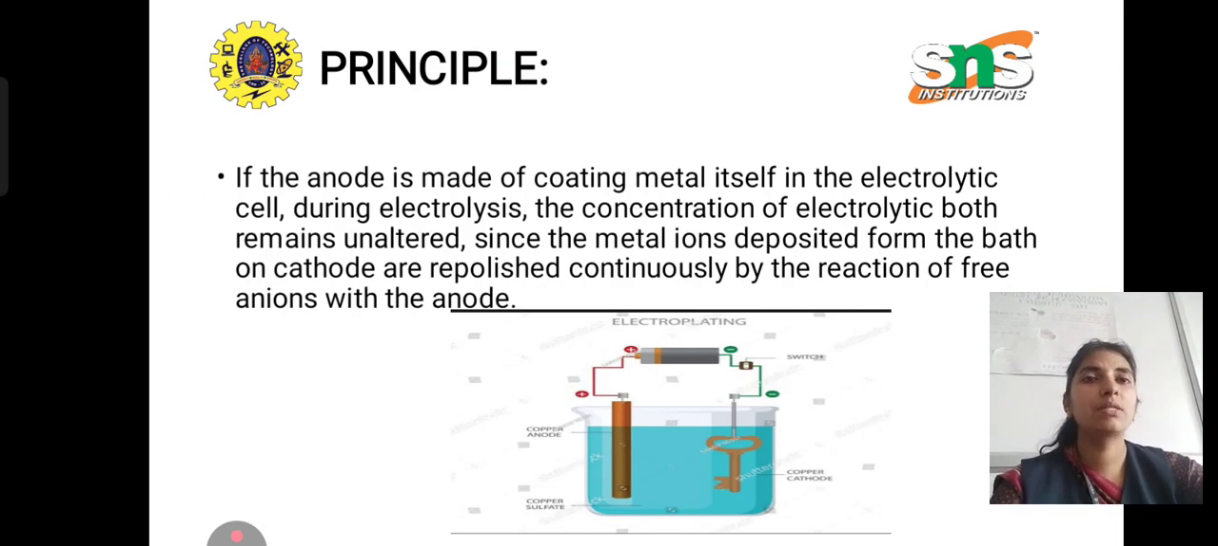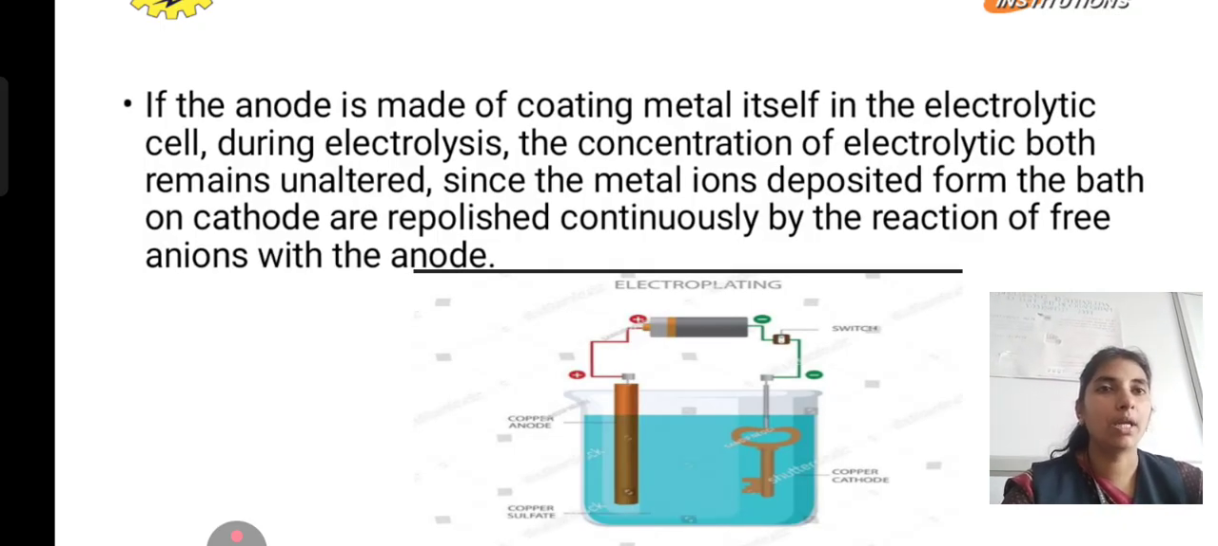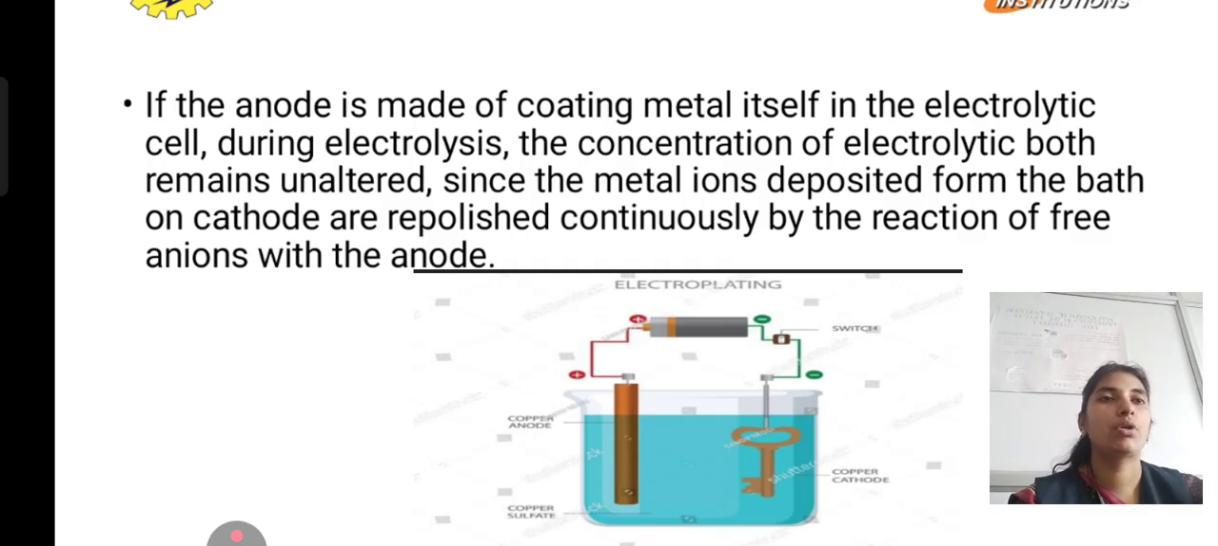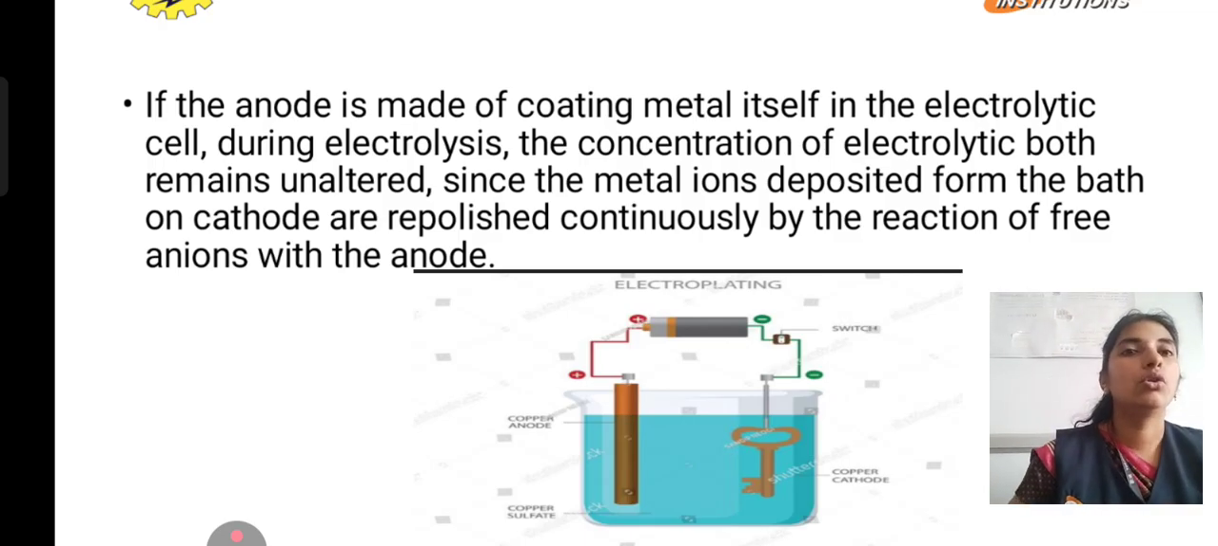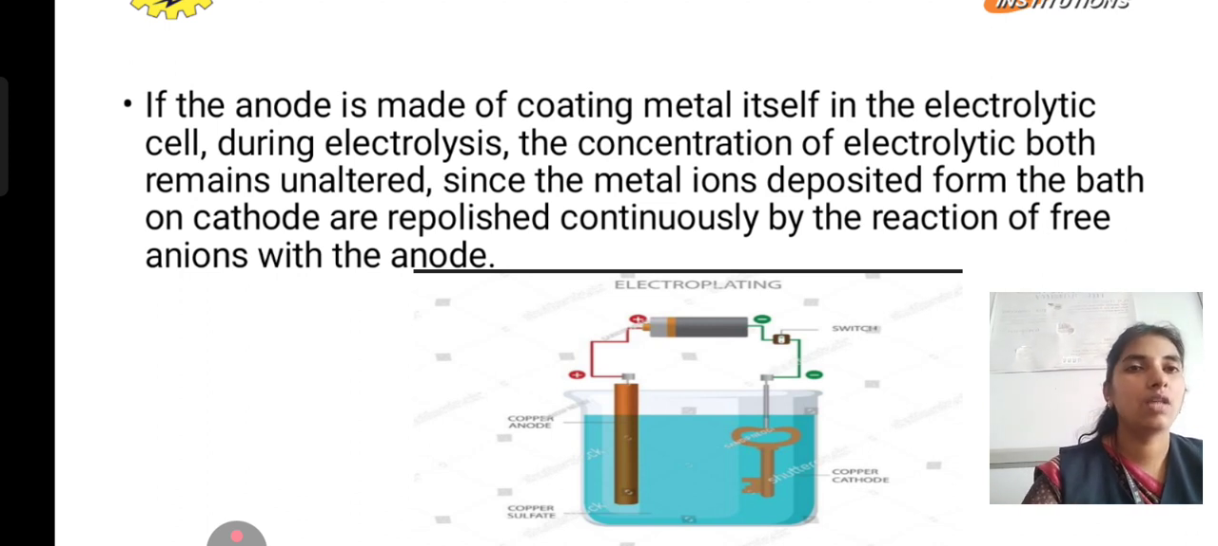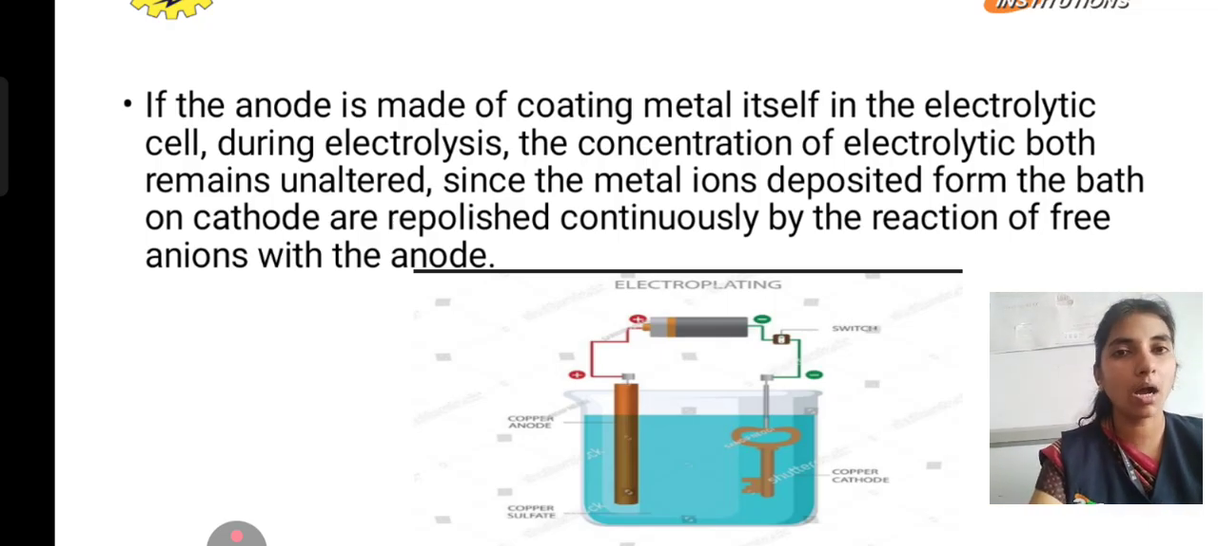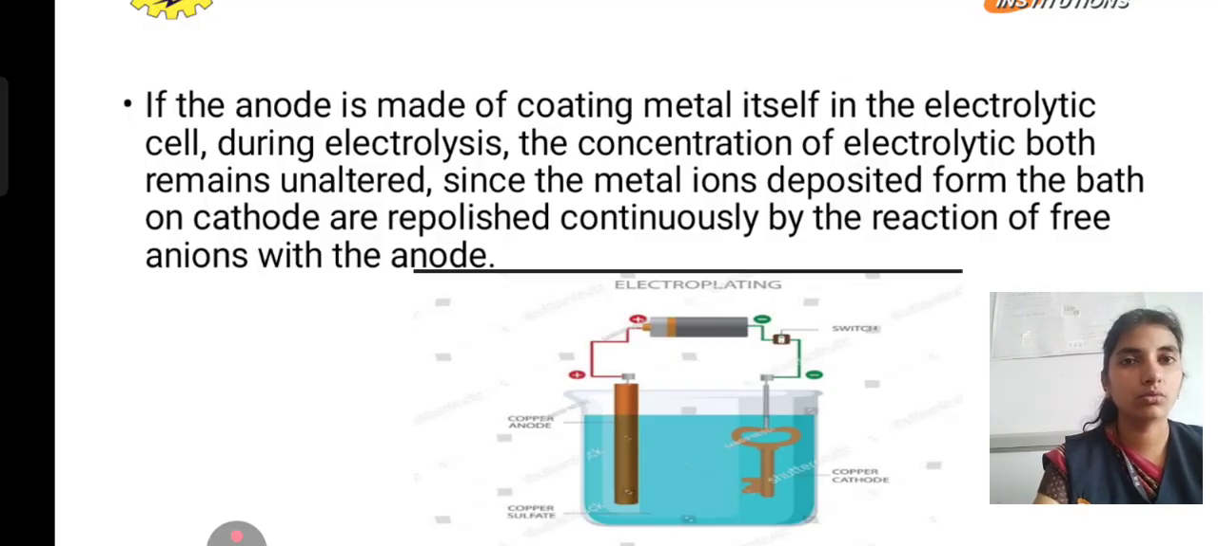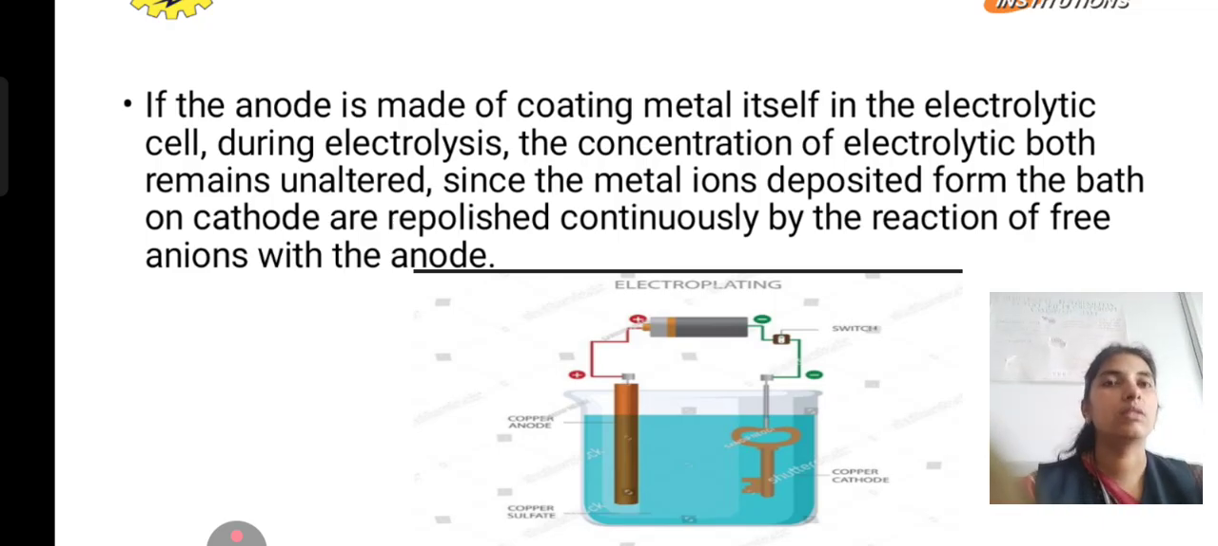Next, what are the principles involved in electroplating? If the anode is made of the coating metal itself in the electrolytic cell, then during electrolysis the concentration of the electrolytic bath remains unaltered, since the metal ions deposited from the bath on the cathode are replenished continuously by the reaction of free anions with the anode. So this is the principle behind electroplating.